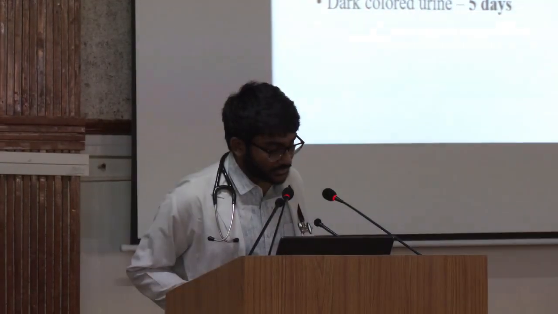week, yellowish discoloration of eyes since 5 days, and dark colored urine since 5 days. History of present illness: the patient was apparently asymptomatic 1 week prior to presentation, after which she developed abdominal pain in the right upper quadrant, which is insidious in onset, progressive in nature, dull aching, localized to the right hypochondrium, non-radiating, aggravated by food intake, and there are no relieving factors. Associated with yellowish discoloration of eyes and dark colored urine since 5 days.